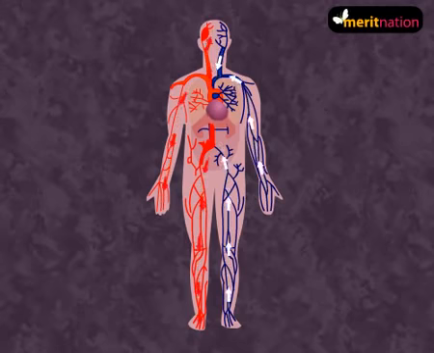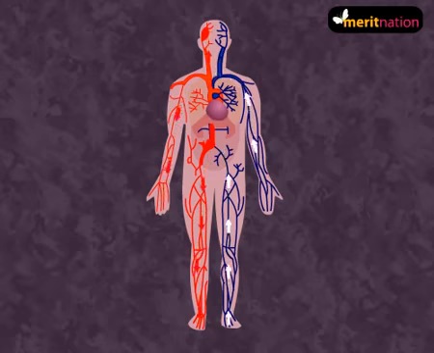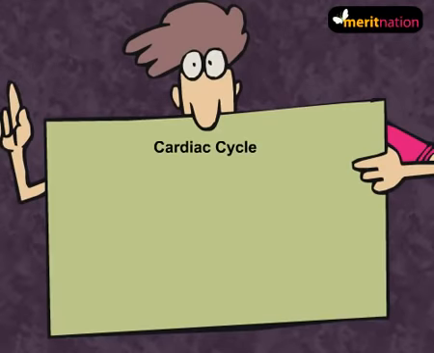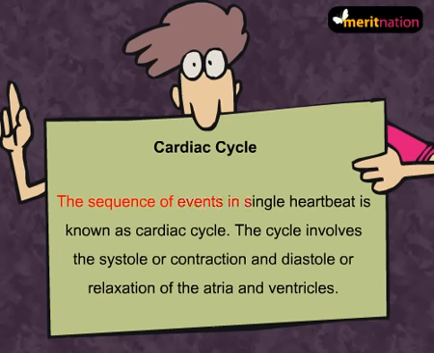Our heart is an important component of the cardiovascular system. It creates pressure every time it beats. This pressure moves the blood to every cell in our body. Now let us see what the cardiac cycle is. The sequence of events in a single heartbeat is known as the cardiac cycle.